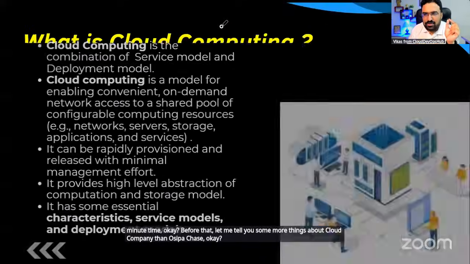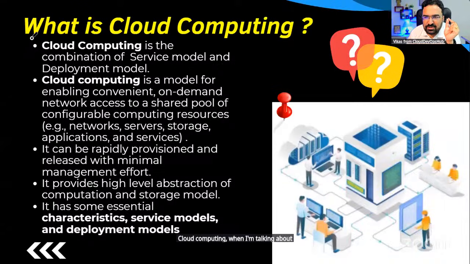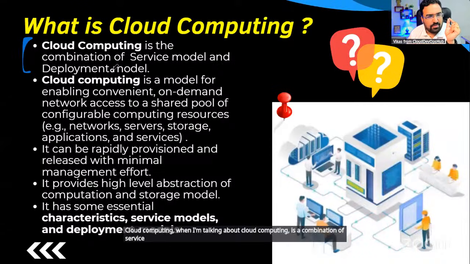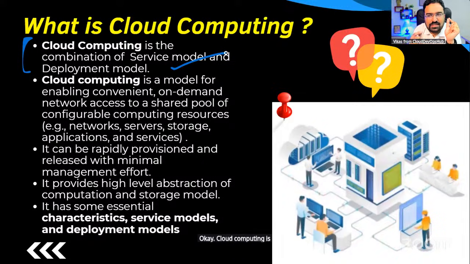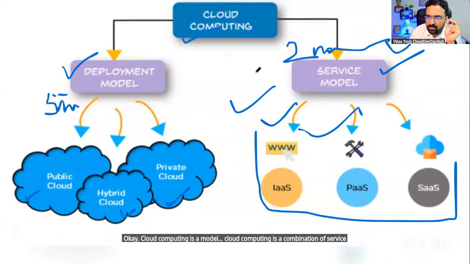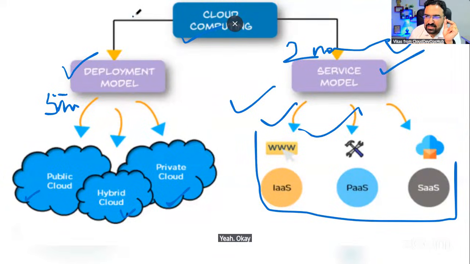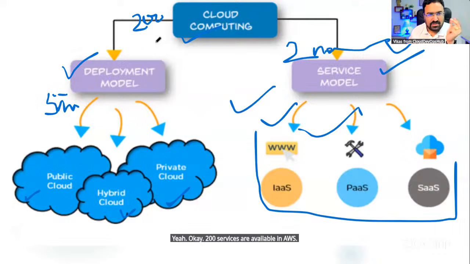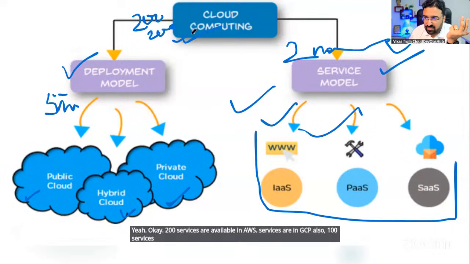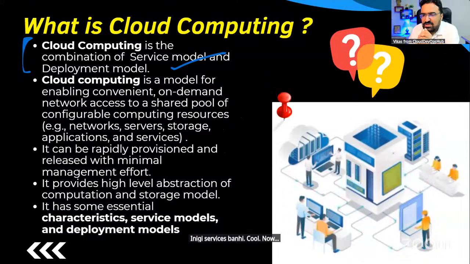Okay. When I'm talking about cloud computing, it is a combination of service models and deployment models. And 200 services are available in AWS, 200 services are in GCP also, and 200 services in Azure as well, of cloud computing. These services are built on these models. Okay. Cool.